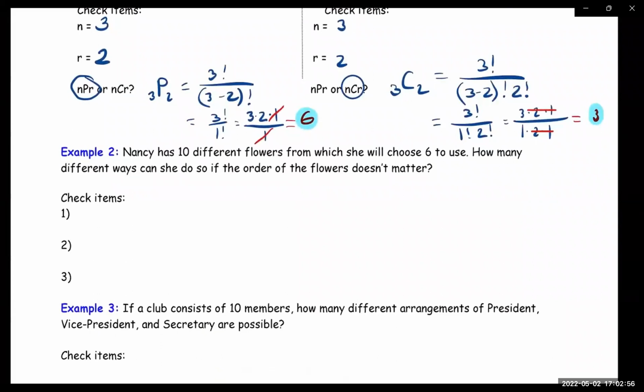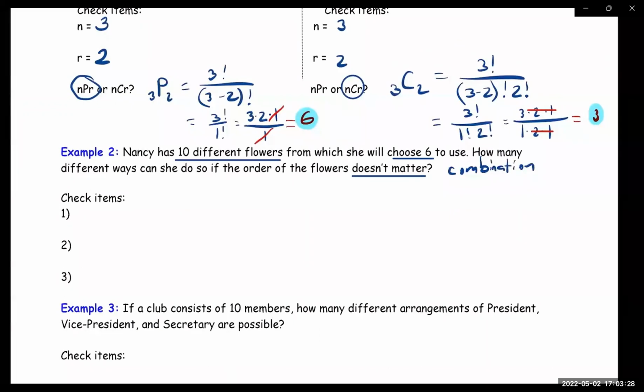It says Nancy has 10 different flowers from which she will choose 6 to use. So let me underline the numbers. 10 different flowers. She's going to choose 6 of them. How many different ways can she do it if the order of the flowers does not matter? So first thing you should ask yourself is, is it a permutation or a combination? Combination, because the order does not matter.